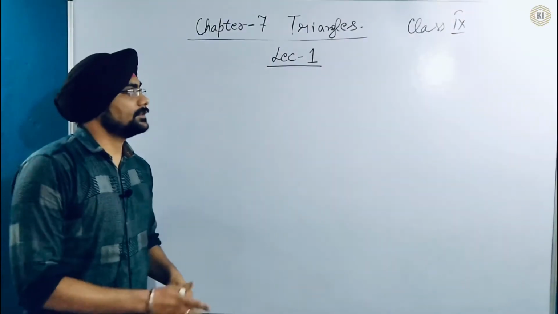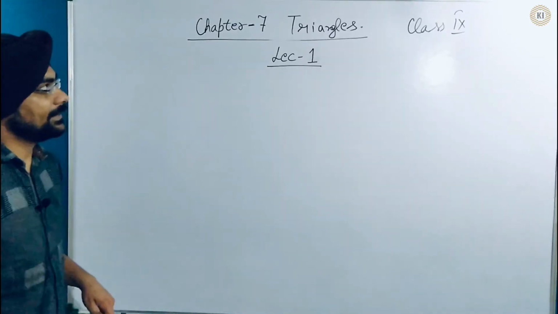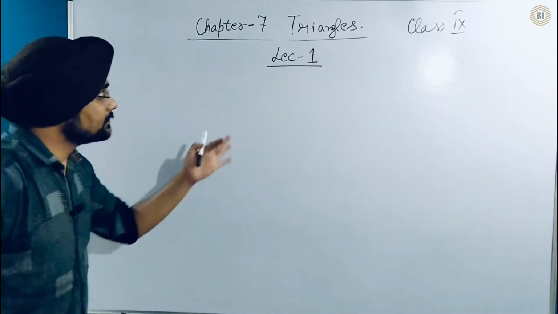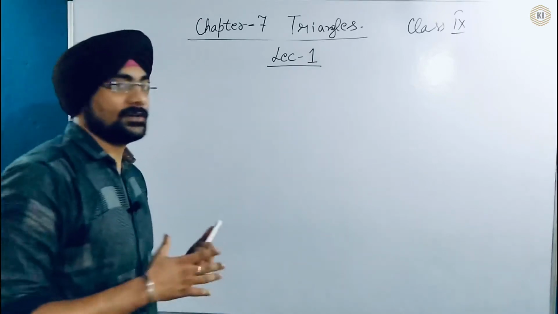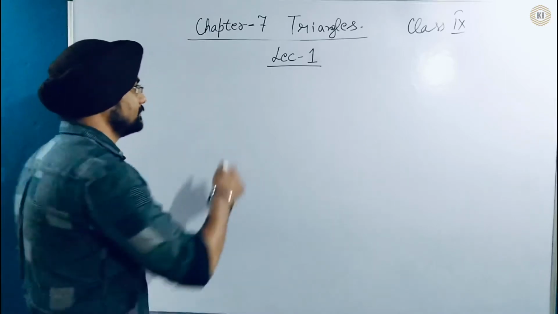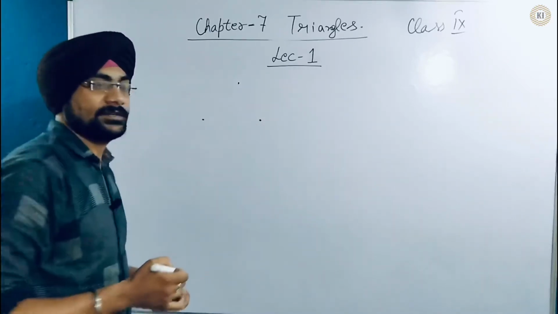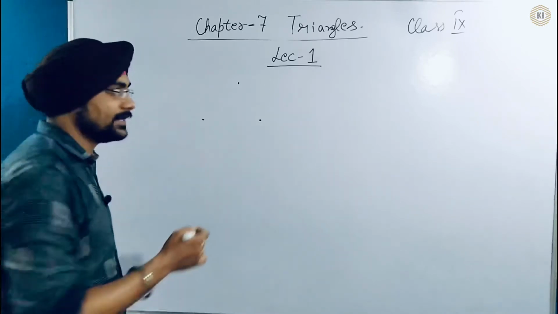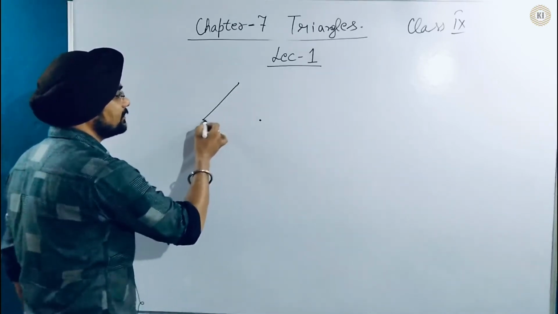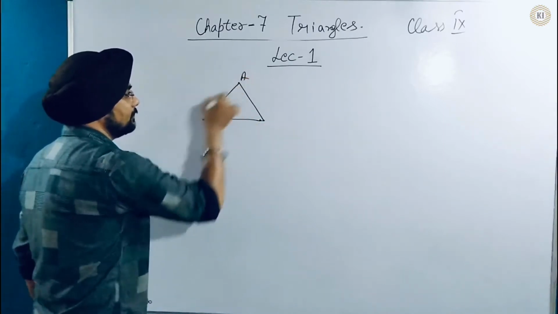Good morning students. Now we are going to start the 7th chapter, that will be your triangles. So triangle, we are knowing that triangle is a closed figure that is formed by three non-collinear points. Non-collinear points are the points which do not lie on the same straight line. So these three are non-collinear points. When we join here, it forms your triangle.